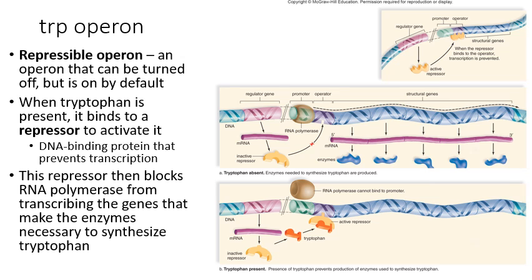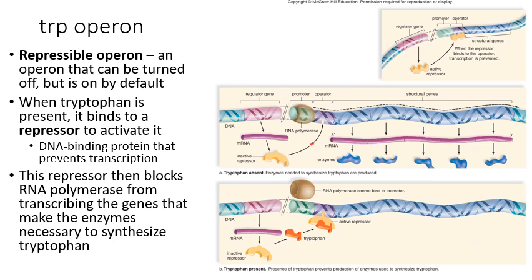On by default. Can be turned off. So this is the opposite of the inducible operon. When tryptophan is present, it's going to bind to our operon and activate it, and that's going to prevent the expression of these genes. When tryptophan is there, we don't want to be making more tryptophan because that would be a waste of energy. So we don't need all of these enzymes. So we're going to allow tryptophan to activate our repressor and block transcription.